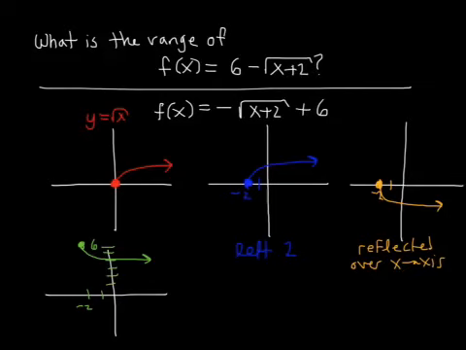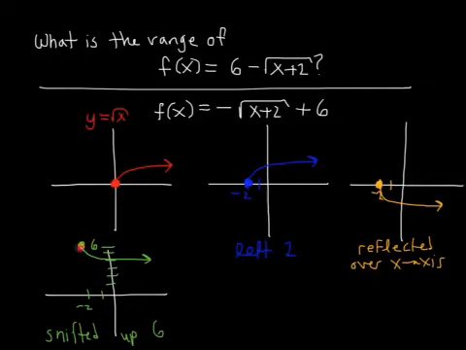This right here is the final transformation. So this is shifted up 6 units. And this is my final graph. This is the graph of the full function that we see up here. How do I get the range then? Well, remember, range means the things that y can be.